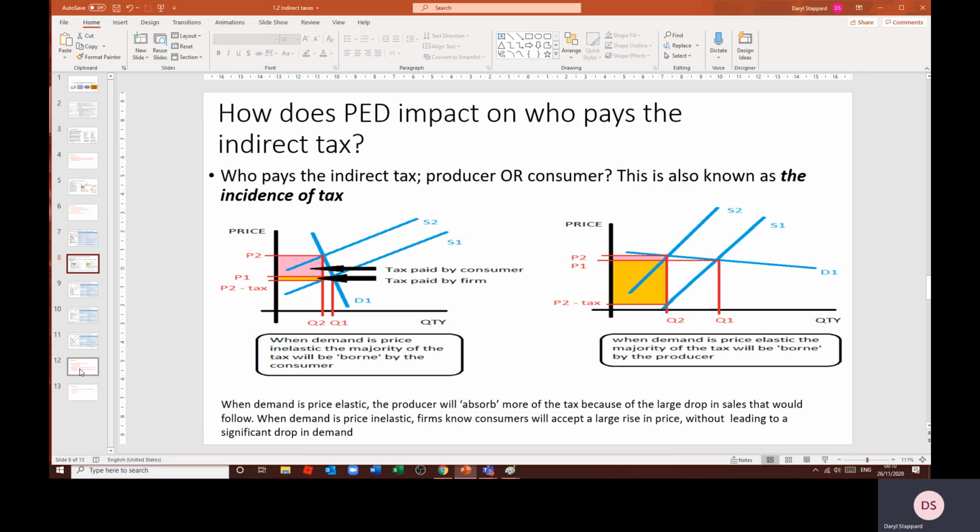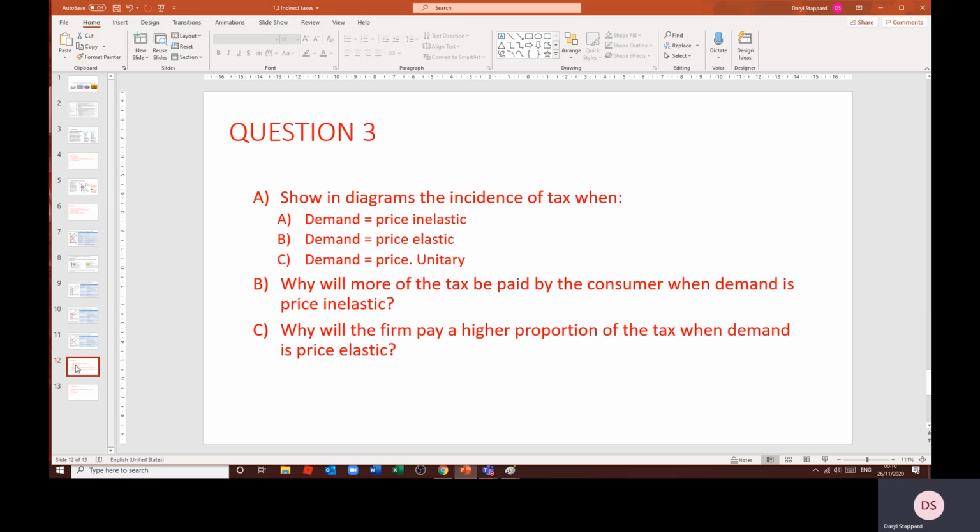Right everyone, what I would like you to think about now are some different questions. I've thrown at you a heck of a lot of theory just there. So I would like you to think about question 3 first of all: showing with diagrams the incidence of tax when demand is price inelastic, price elastic, and price unitary, and then reflect on who will pay the most tax when demand is either inelastic or elastic. So you're going to be thinking again about that idea of the incidence of tax.